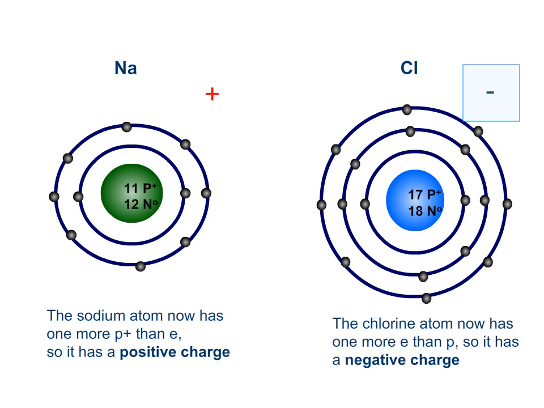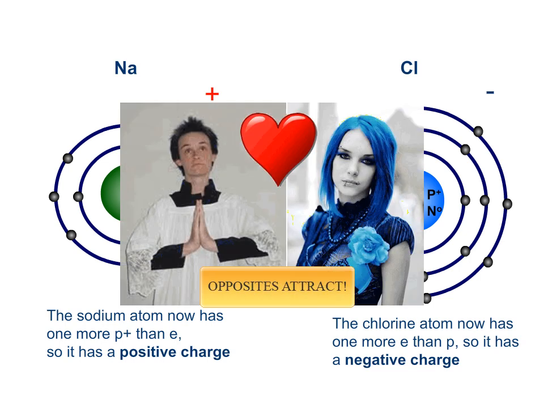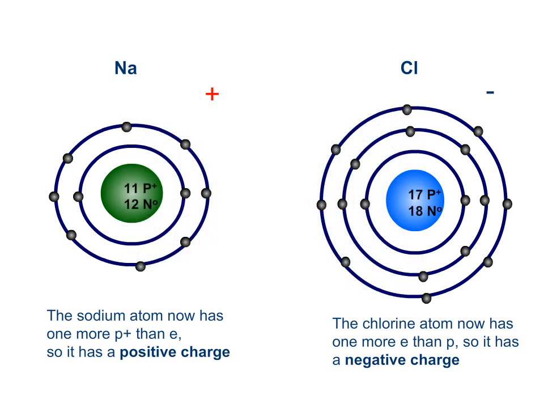So both sodium and chloride at this point are now called ions. And these are oppositely charged ions. And what do we know about opposites? That's right, they attract. The negatively charged chloride ion will be bound or attracted to the positively charged sodium ion.